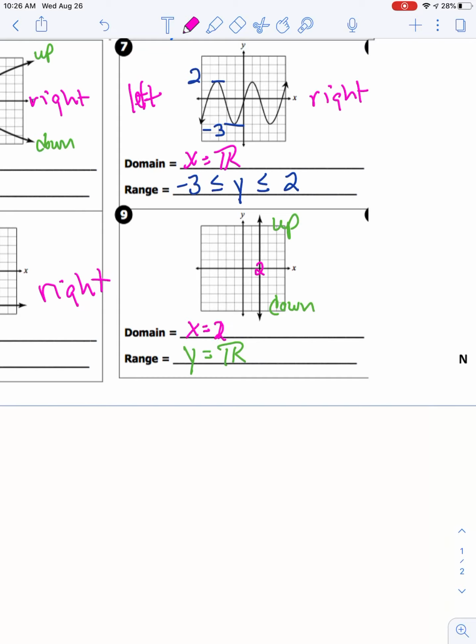Hopefully that was helpful and you were able to understand how to label domains and ranges. That will come into play when you do your assignment for today.